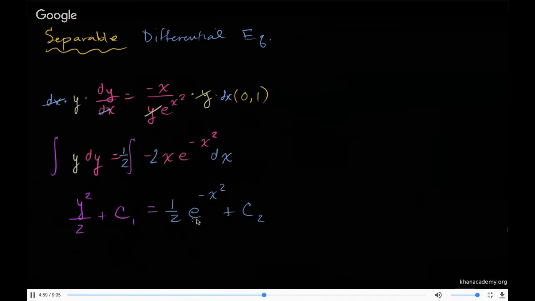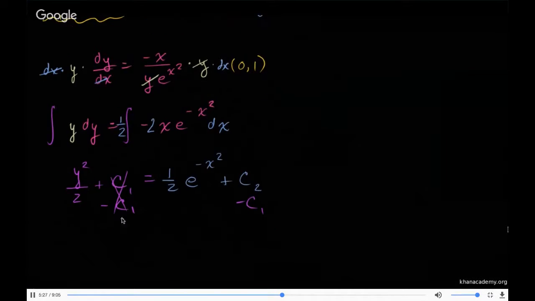Now, what can I do here? Well, I have a constant on the left-hand side. It's an arbitrary constant. We don't know what it is. I haven't used this initial condition yet. So let me just subtract c1 from both sides. So these are going to cancel, and I have c2 minus c1. These are both arbitrary constants. We don't know what they are yet.